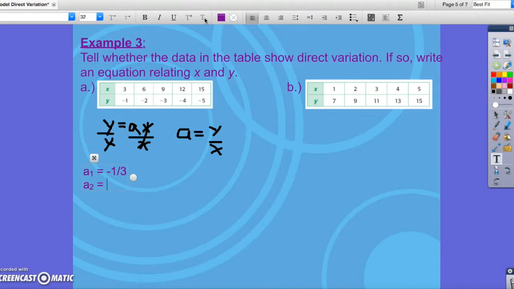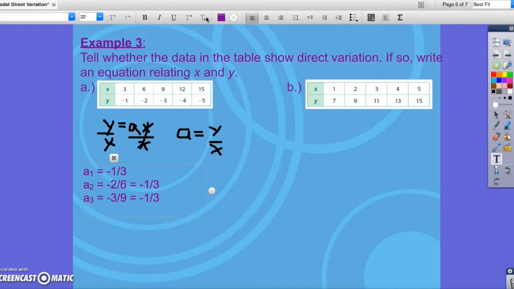A sub 2 equals -2/6, which if we simplify it, it does simplify to -1/3. All right, A1 and A2 are okay. Let's see the next one. A sub 3, -3 divided by 9, which in fact is -1/3.